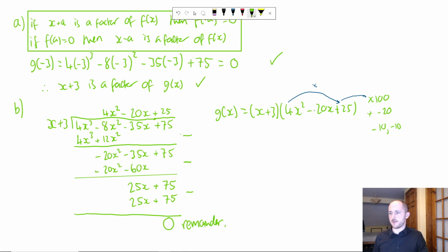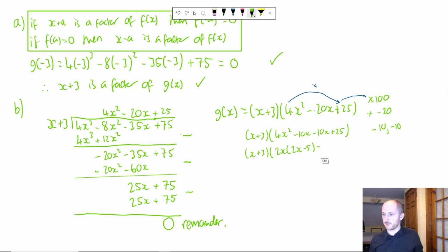So all we're going to do now is write it out fully. So x plus 3, we have 4x squared minus 10x minus 10x plus 25, which means we're going to actually have a duplicate bracket most likely. And we can pull out 2x. Again, if you have a faster way of doing this, that's completely fine. I'm just showing the way that I believe most people would be familiar with. So that should be a 2, that should be a 5.